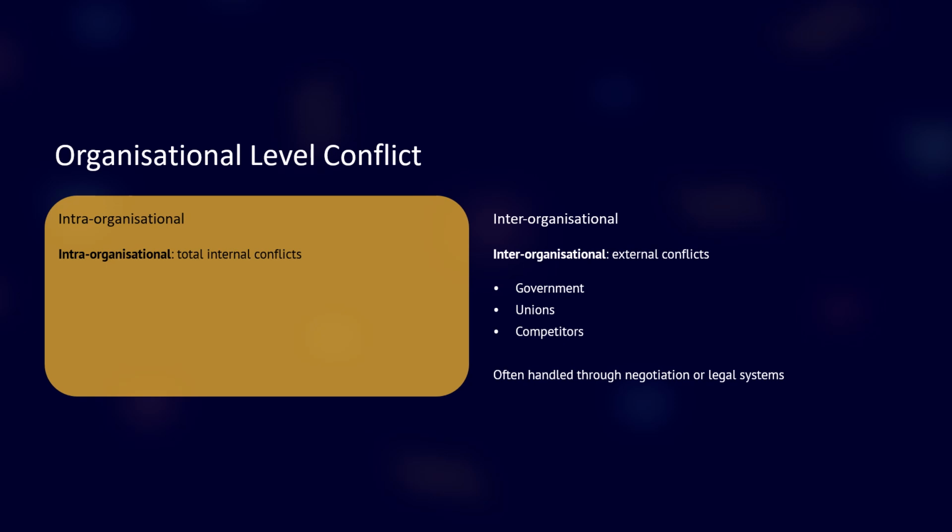This might involve a battle between a company and the government over regulations, or between a labor union and the management. It could even be a conflict between two rival companies. Some of these are regulated by state laws and courts, while others are handled through negotiation. No matter the level, the goal for any manager is the same: to step in and resolve the issue before it causes permanent damage.